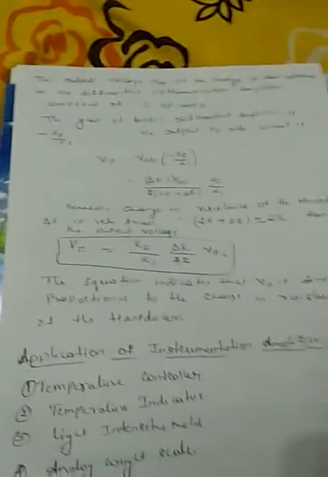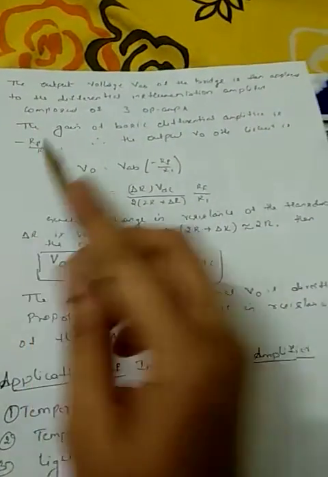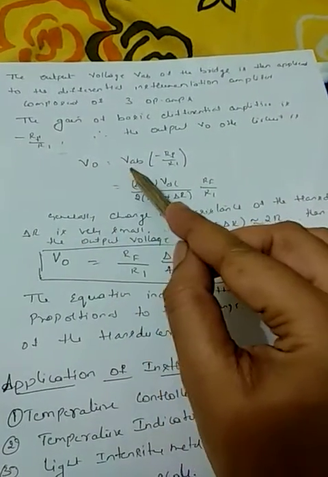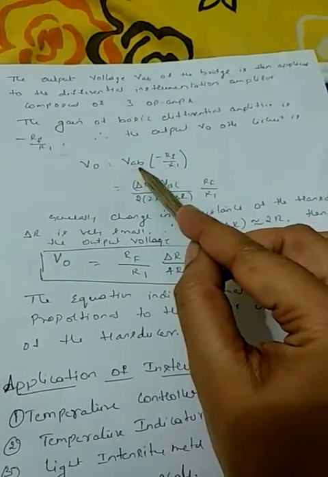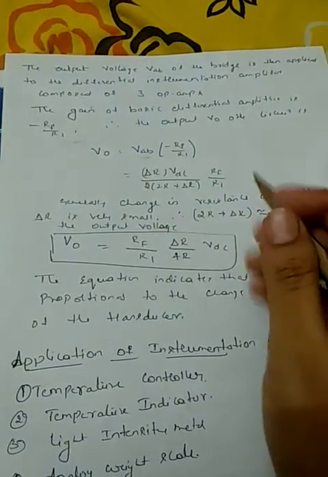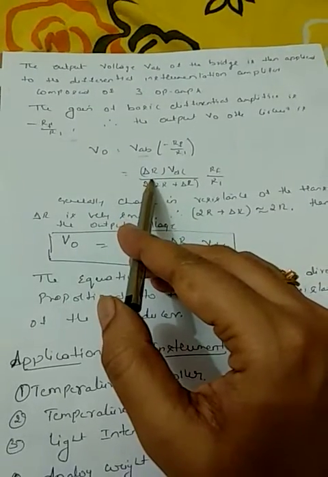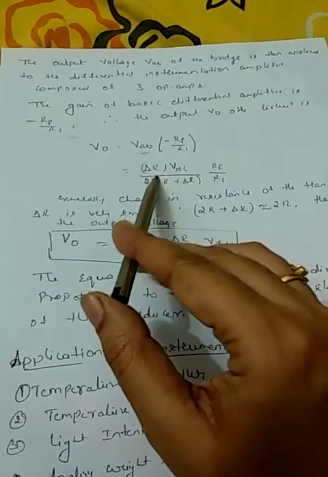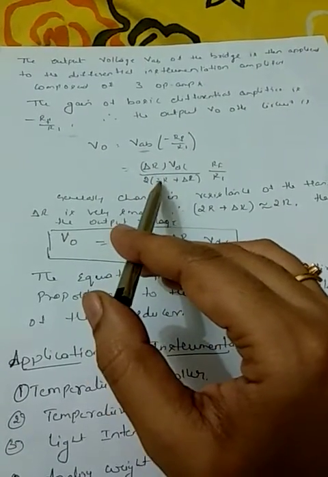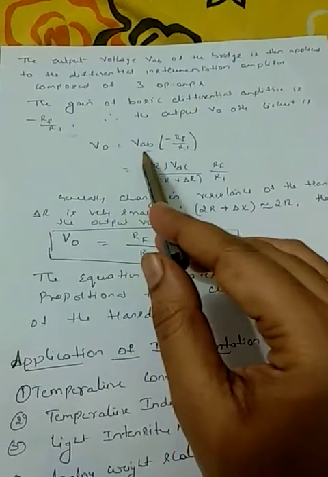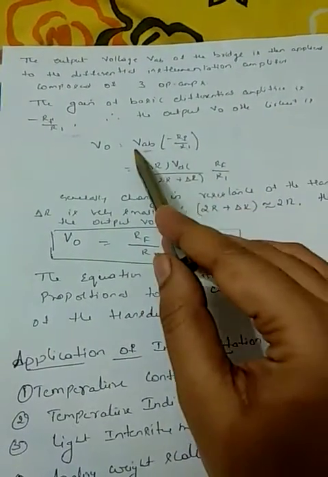Now we have already derived the gain of the basic differential amplifier as minus RF divided by R1. That is, the output of the op amp is given by VAB input times minus RF divided by R1. So that is delta R into VDC divided by 2 times 2R plus delta R, times RF divided by R1. That is V0 equal to A into Vin, where Vin is VAB.